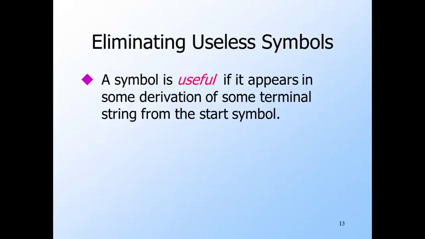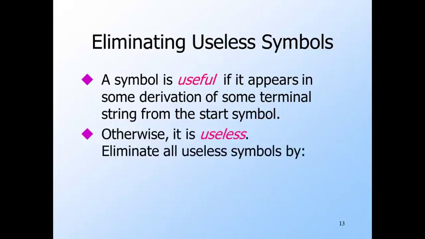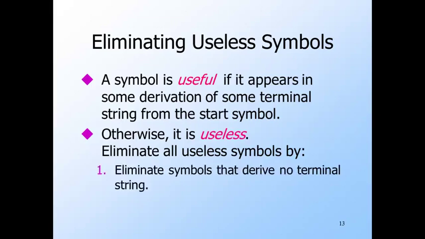Say a symbol is useful if it appears in a derivation of a terminal string from the start symbol, and call it useless otherwise. There are two reasons a symbol could be useless. Either it derives no terminal string, or it appears in no derivation from the start symbol, or both. We have algorithms to eliminate symbols that are useless for each of these reasons, but we must apply them in the right order. First, eliminate the symbols that fail to derive a terminal string. And then eliminate symbols that do not appear in any derivation from the start symbol.